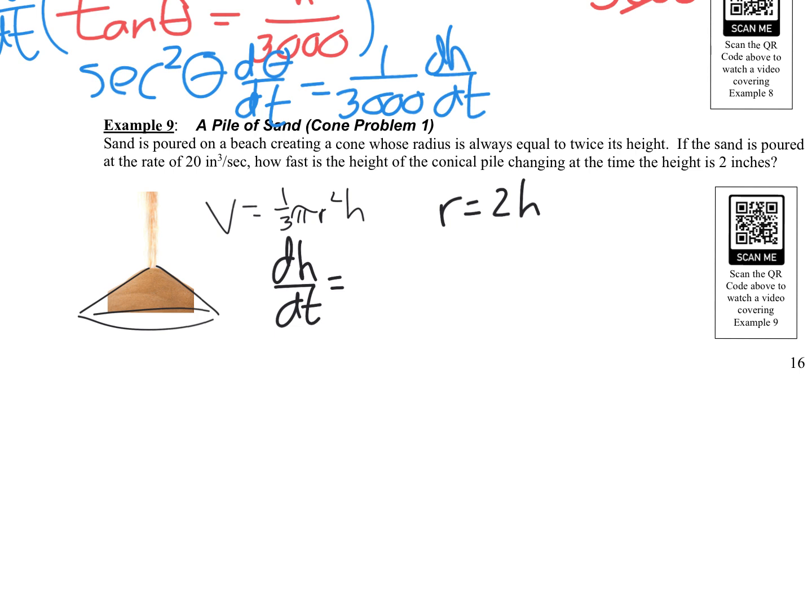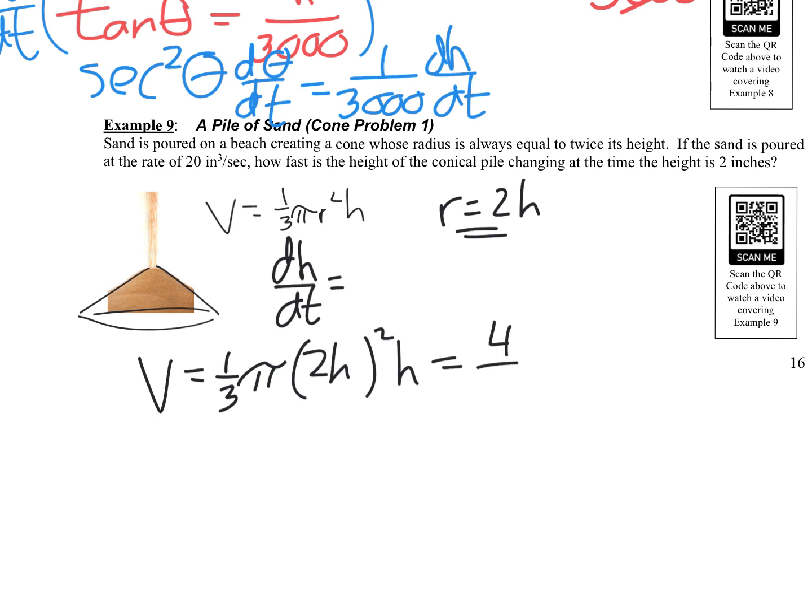Cool. So let's go back to the volume equation. How could I change that equation to be nothing but H's? Well, I've got 1/3 pi. What's R? And 2H squared. Pretty cool. Easy. And then H. So I probably don't want to deal with a product rule if I don't have to. So what could I do to change that? Wouldn't that be 4/3? Is that okay? 4/3 pi times what? Nice. We just created a whole new problem with nothing but H's.